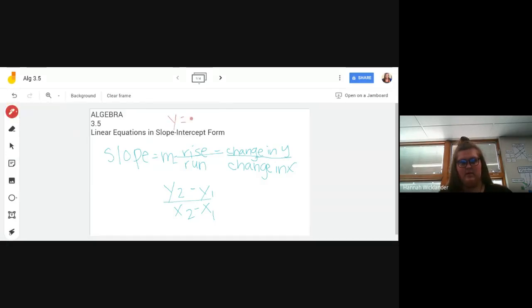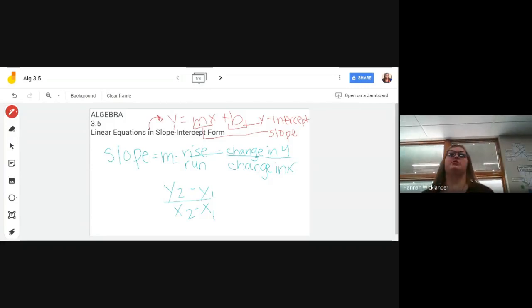Slope-intercept form is y equals mx plus b. Do you guys know what b or m stands for? M stands for slope, and b stands for y-intercept. So slope-intercept form is y equals mx plus b.